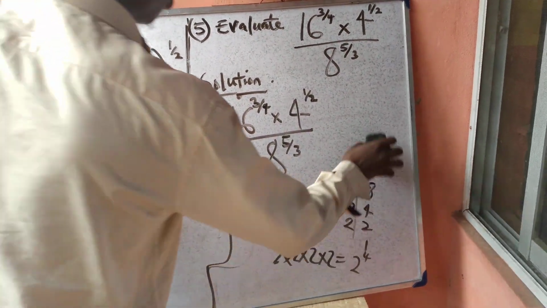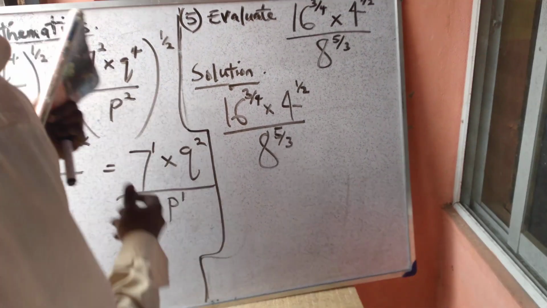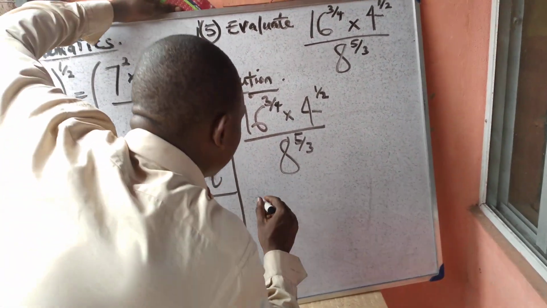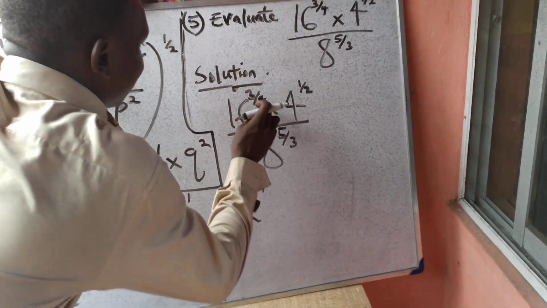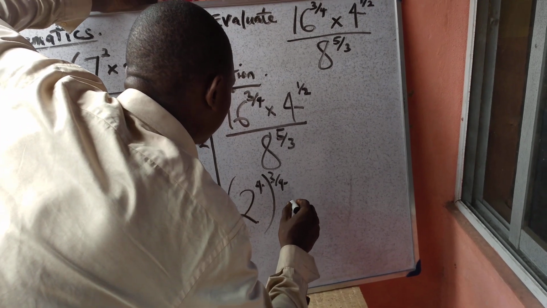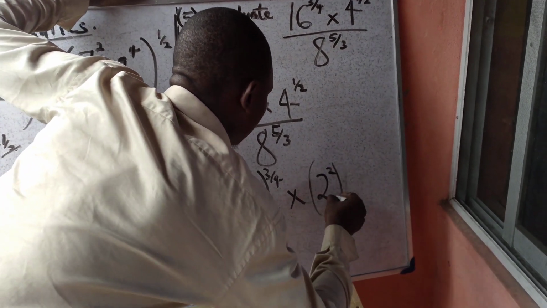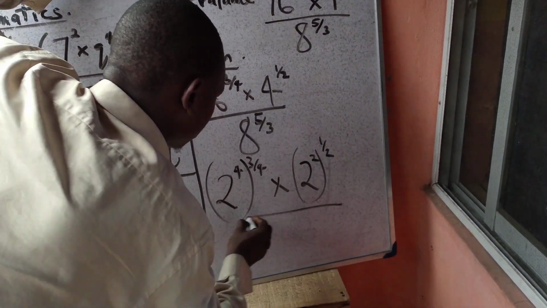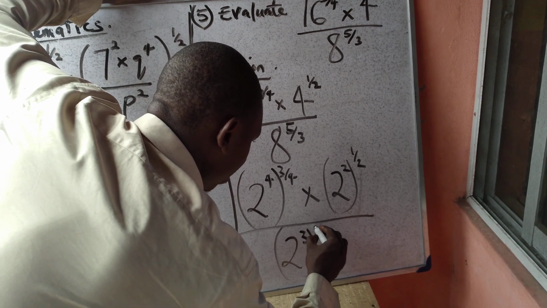Okay, so we have 2 raised to the power 4 here. So this now will be what? This is 2 raised to the power 4, still raised to the power 3 over 4, multiplied by 2 raised to the power 2 raised to the power 1 over 2, and then this is 2 raised to the power 3 raised to the power 5 over 3.